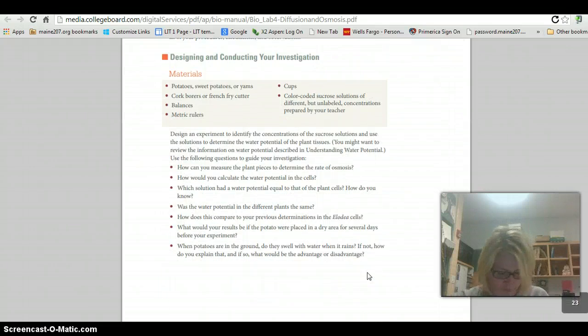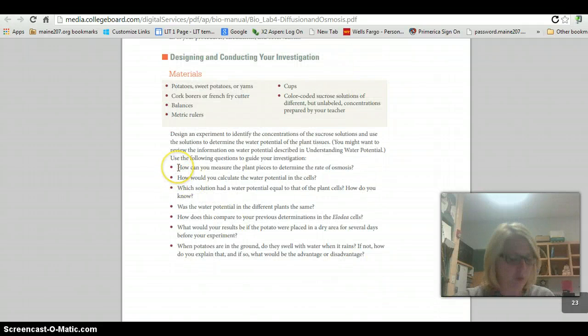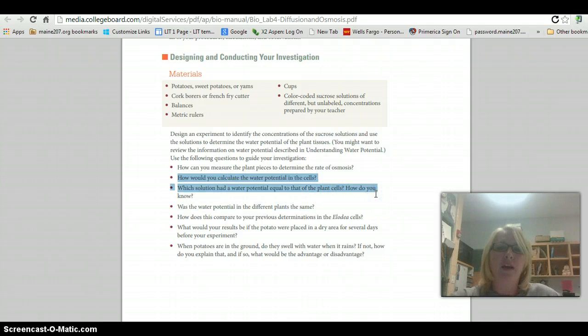If you go to S59, I would like for you to answer these 2 questions right here. How would you calculate the water potential in the cells, and which solution had water potential equal to that of the plant cells? So I'd like to have that answered.